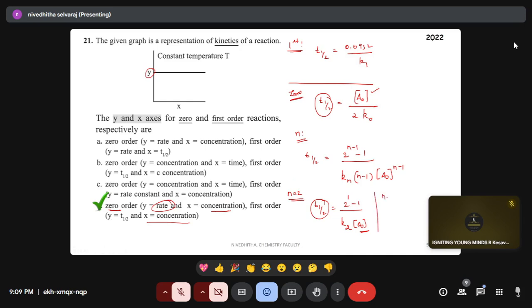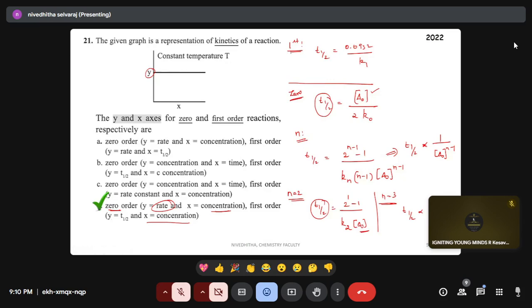How about third order then? So generally what we can write is... Inversely proportional to square of A naught, right. So here n is equal to 3. So T half is inversely proportional to A naught square.